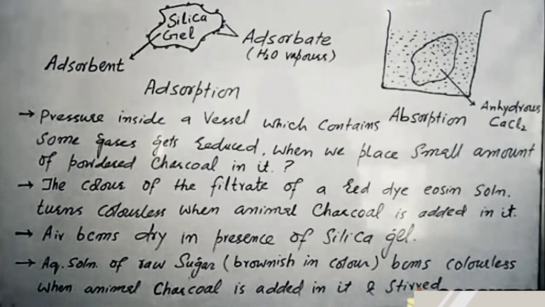Similarly, you can also observe adsorption with a colored dye solution. Let's take eosin dye solution, which is red in color, and if you put animal charcoal in it and stir, you will observe that the filtrate will be colorless. Why is it so? Because animal charcoal has adsorbed the red dye particles of eosin. Similarly, air becomes dry in the presence of silica gel, because silica gel acts as a good adsorbent. It adsorbs the water vapor molecules. Similarly, an aqueous solution of raw sugar, which is usually brownish in color, becomes colorless when animal charcoal is added to it and stirred. So these are the best examples with the help of which you can observe adsorption easily in your day-to-day life.